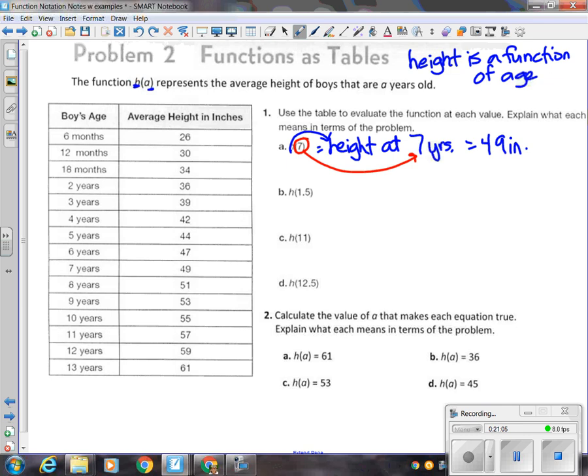Height at 1.5 years old. I don't see 1.5 up there. Okay, but 18 months is the same thing as 1.5 years. So the answer would equal what? 34 inches. Everybody good?